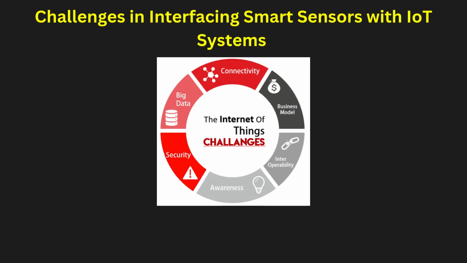Challenges in interfacing smart sensors with IoT systems. While integrating smart sensors into the IoT system, several challenges arise, especially due to diverse communication protocols and hardware constraints. One of the biggest issues is signal compatibility, where sensor outputs might not match the system's input requirements. Power management is another major concern, especially in wireless and remote applications.